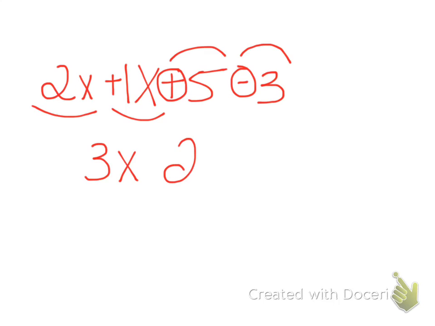I get a 2. And then there's a little continuation to the rule. Same sign, sum, keep the sign. Different sign, difference, sign of the higher number. 5 is bigger than 3, therefore the sign is positive.